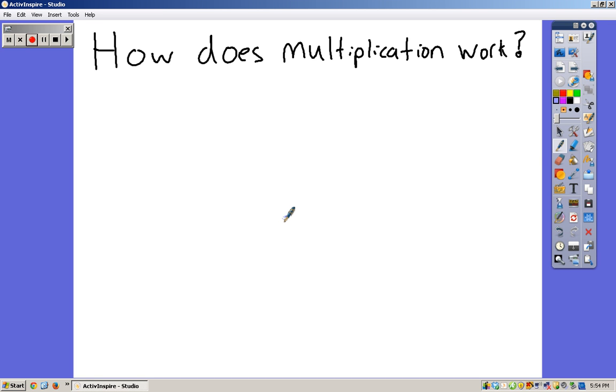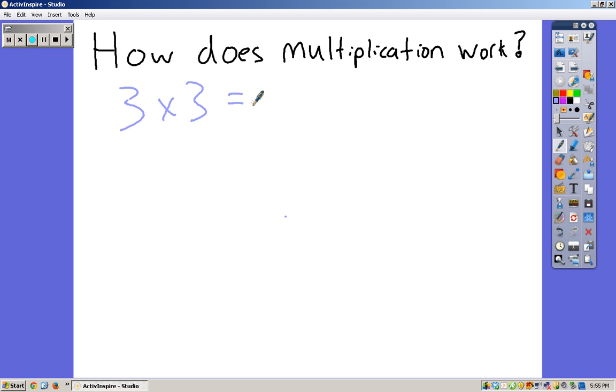Okay, in this video we're going to learn how to multiply fractions using area models and number lines. But before we start this, we're going to do a quick review of how multiplication works, because this will help us with multiplying fractions. Let's say we have the expression 3 times 3 equals. What does that expression really mean?